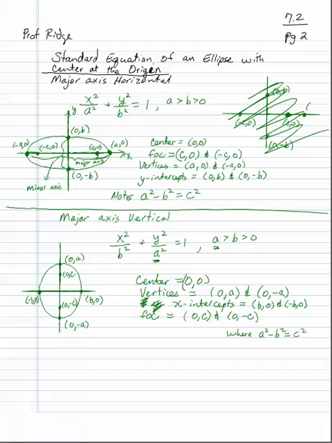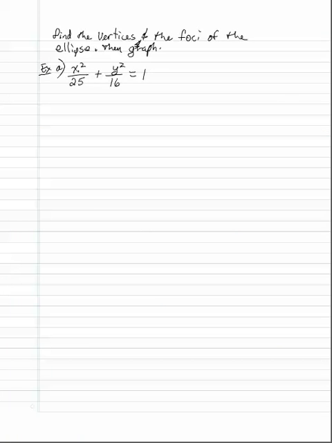Alright, let's try to graph a couple of these and see how it goes. Okay, so find the vertices and the foci of the ellipse, and then graph. Alright, so my first thing is I notice the bigger number is 25, so this is going to be a horizontal major axis. A squared equals 25, so that tells me A equals 5. And B squared equals 16, so that tells me that B equals 4.